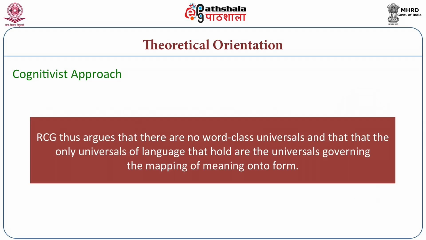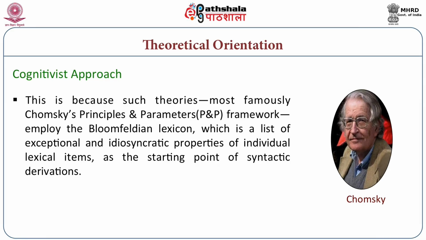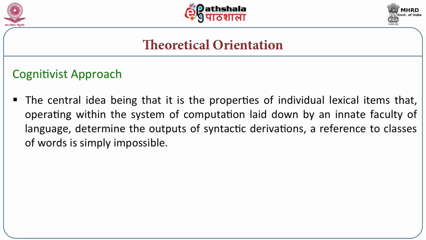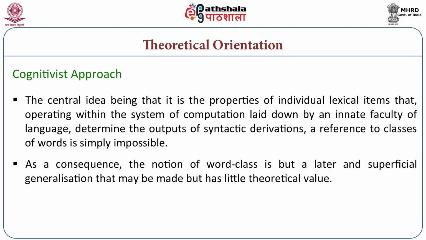For other approaches, such as the generative approaches, reference to classes of words is rarely, if ever, made. This is because Chomsky's principles and parameters framework, or even its earlier avatars, employ a Bloomfieldian notion of the lexicon, or a Paninian notion, which is a list of exceptional and idiosyncratic properties. Right? The central idea in such an approach is that the properties of individual lexical items determine the outputs of syntactic derivations. So, reference to word class rather than just word is really impossible in this approach. Right? So, as a consequence, the notion of word class has very little relevance.